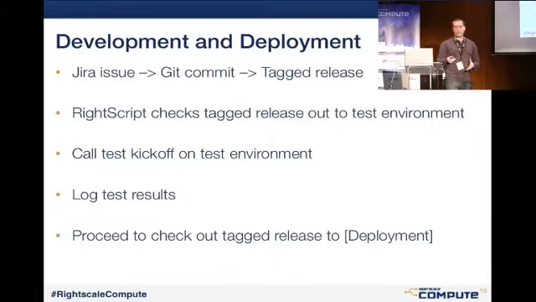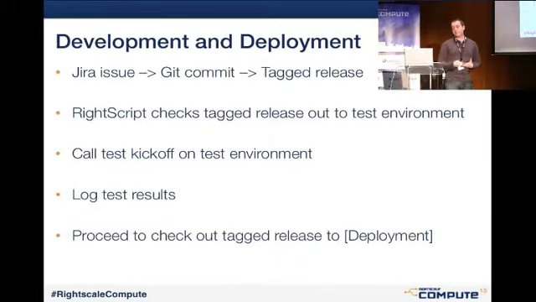So for example, here we can have a RightScript that just checks out code from our GitHub repository. What we can do is say, okay, check out this tagged release into our testing environment. In our testing environment, let's kick off a series of tests. Let's log the test results. And hey, if the tests don't pass, you don't want to continue, right? You want to tell people that the test failed.